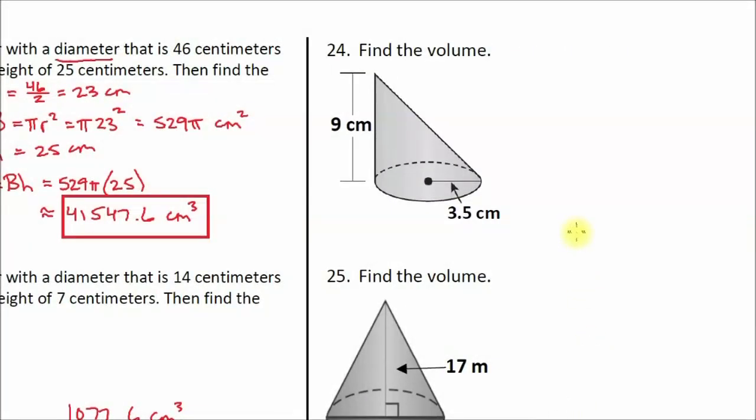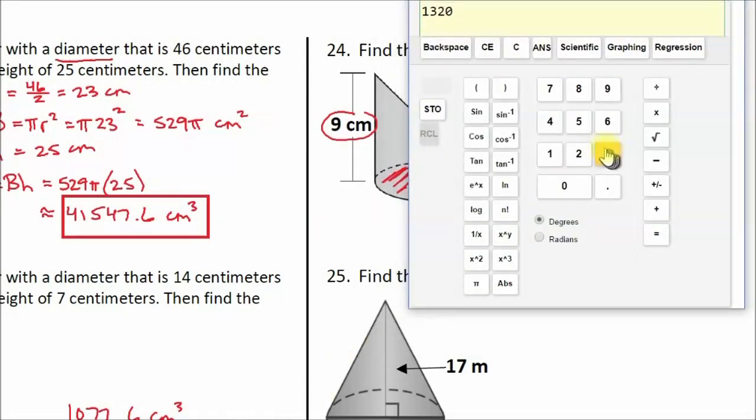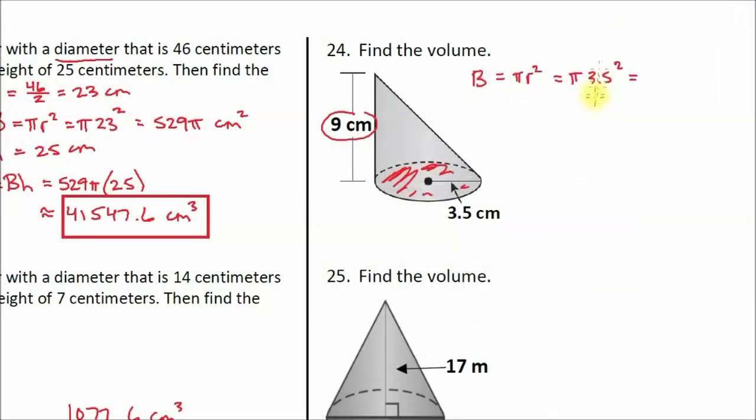Looks like we're practicing the volumes of cones now. Very similar procedure to pyramids, except now our base is a circle. I'm going to shade the base. There's only one, and I'm going to circle the height. The area of our base is a circle, so it's pi r squared. They gave us the radius, which is 3.5 squared. Let's do 3.5 squared in our calculator. 3.5 squared equals 12.25.